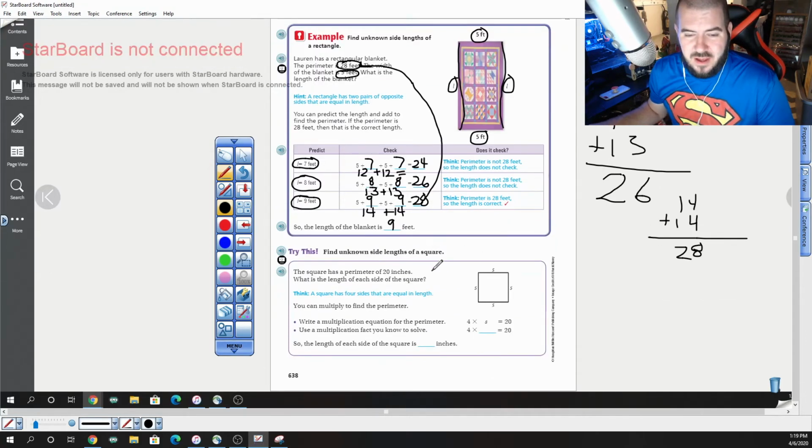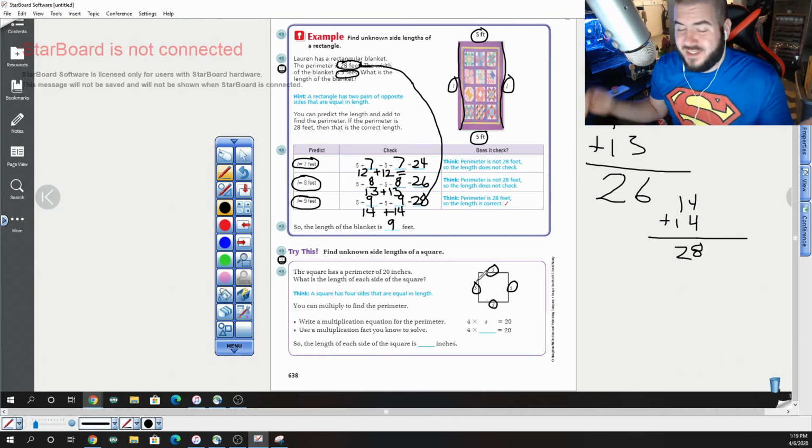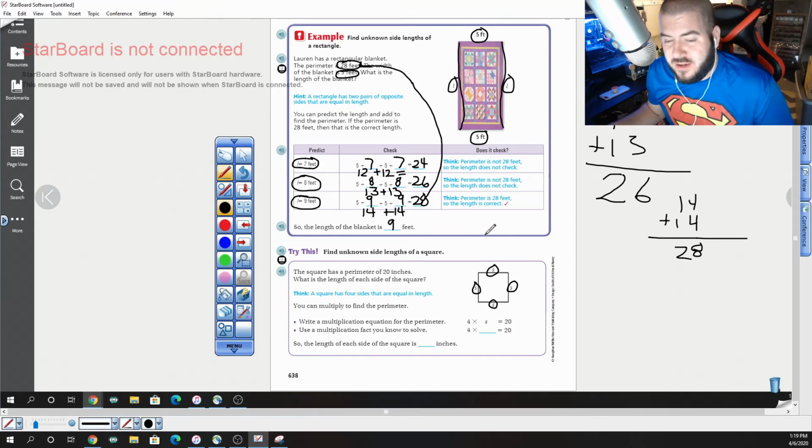Okay? Here we're going to find the unknown lengths of a square. So we have a square now. And you notice there's an S for each one. Why is there an S for every single one? We don't know any of the sides? Well, we don't know any of the sides here because a square has sides that are all the same. So if they told us what one of them was, we would know what all of them would be. So they're not going to give us any of them. But we do know the square has a perimeter of 20 inches. And we do know there are 4 sides.